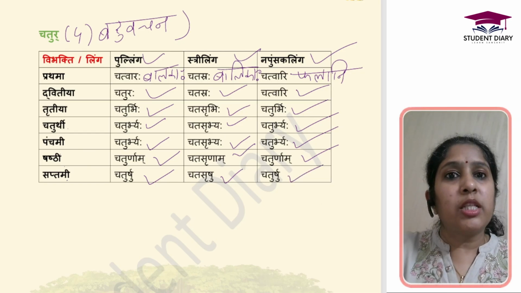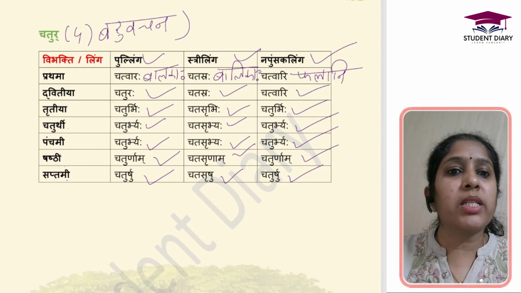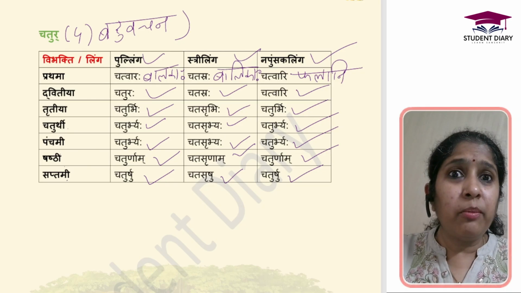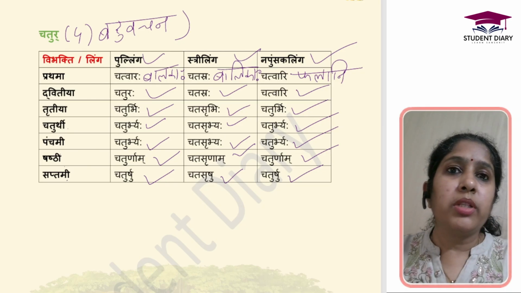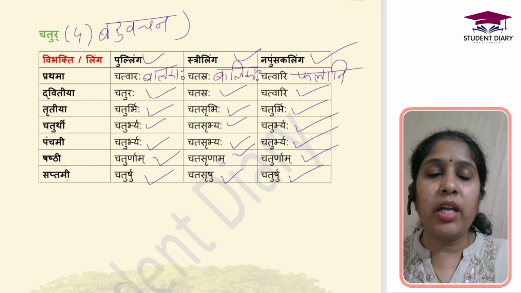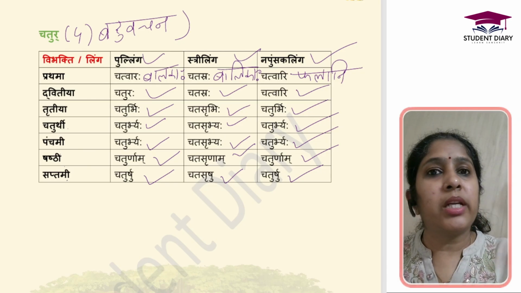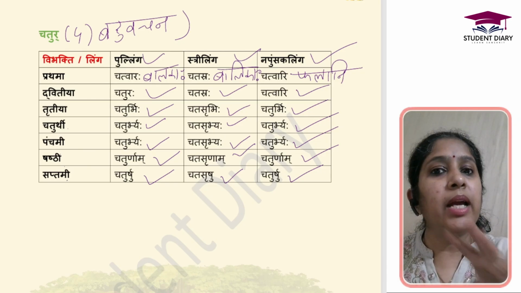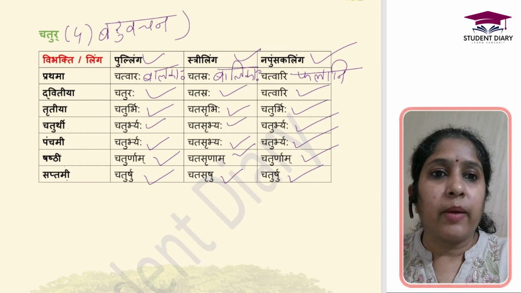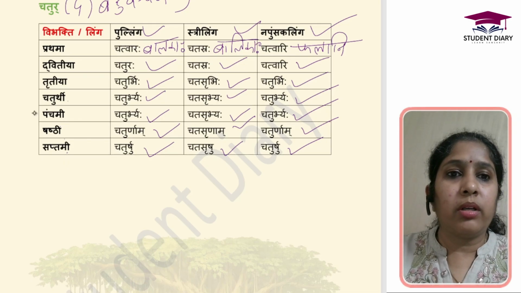So remember one thing, you don't have to learn this row wise, you have to learn it column wise. I always tell that learn the Shabdroops row wise, right? But for numbers, if you're learning for one gender, just learn for one gender only. Like for Pulling, learn all the vibhaktis for Pulling. Then if you're learning for Striling, learn all the vibhaktis for Striling. And then for Napunsakling, learn all the vibhaktis for Napunsakling. Okay, so now let's test how much we have understood in the 4 Shabdroop.